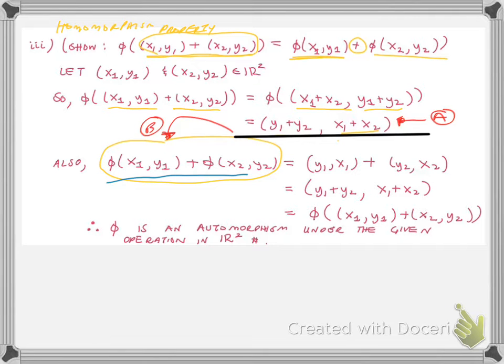So I took them separately, phi of (x1, y1) plus phi of (x2, y2), and that gives us (y1, x1) plus (y2, x2), using component-wise addition. That's (y1 plus y2, x1 plus x2). And what do you know? That equals the left-hand side that we started with originally, right? And so therefore, phi is an automorphism under the given operation in R2. Okay, hopefully that made sense. I'm stopping this video and then we have a little more to cover and we'll be done with chapter 6.